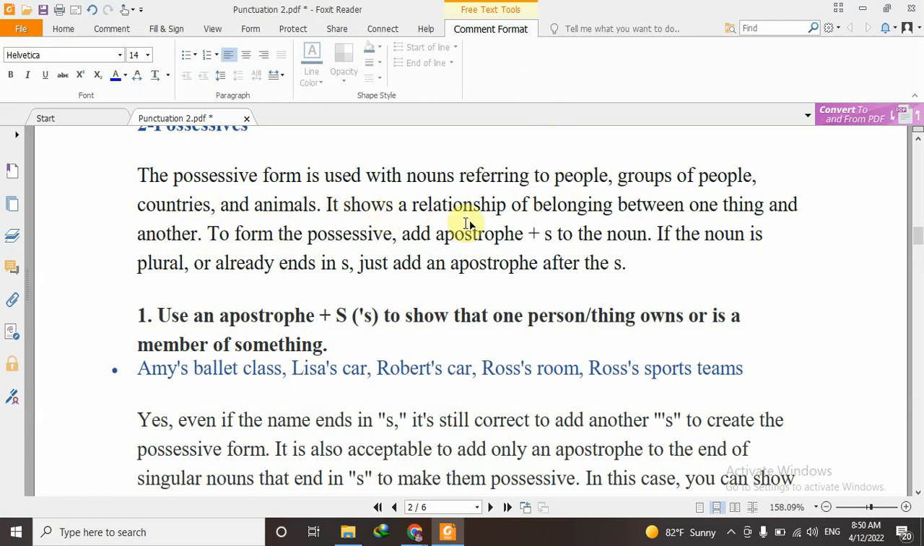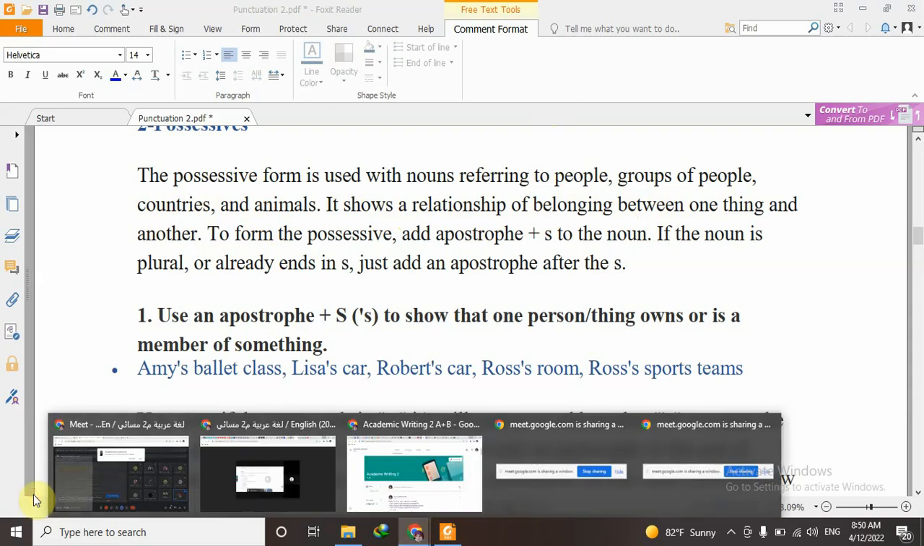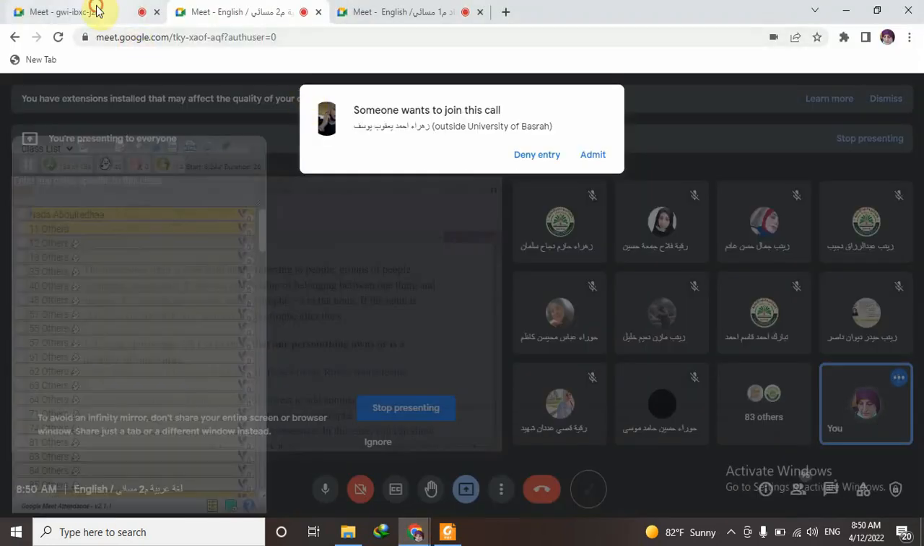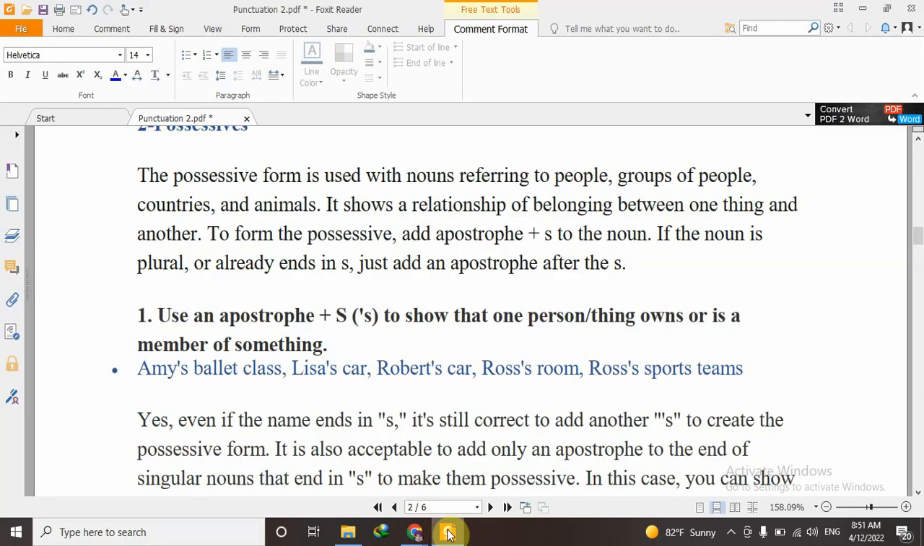It shows a relationship of belonging between one thing and another, between two nouns. To form the possessive, you have to add the apostrophe s to the noun. If the noun is plural or already ends in s, just add an apostrophe after the s. For example, if the noun is plural or already ends in s, just add an apostrophe after the s.